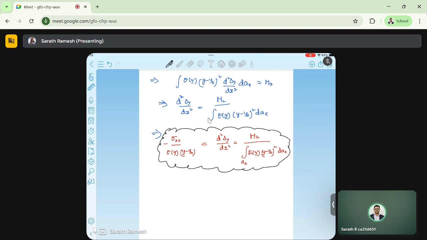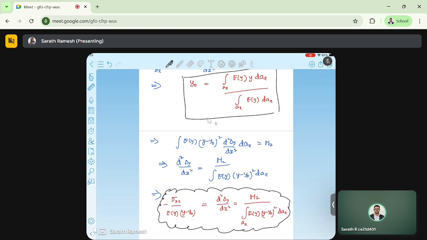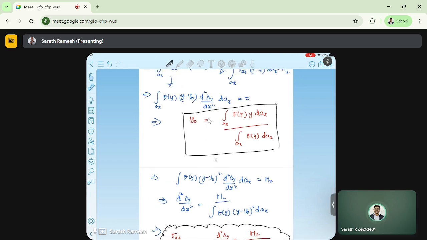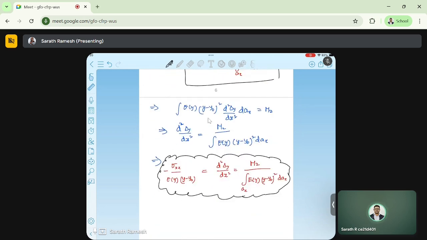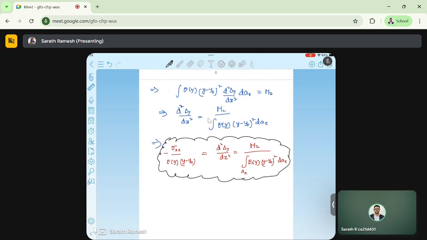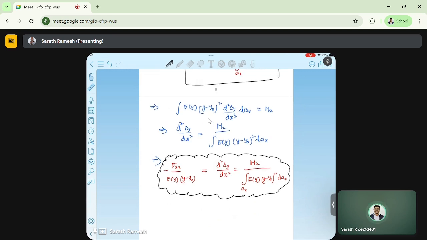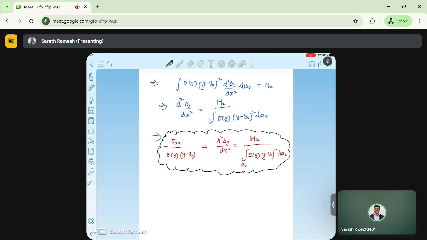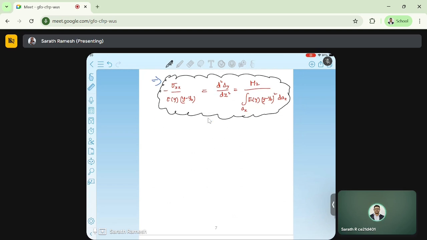Now in this, the two expressions, that is y naught and this integral of E of y into (y minus y naught) the whole square, these two are what we actually need to focus on a little. So maybe we'll solve using an example directly and see what happens. Okay, let me just take the problem. Yeah, I got it. So problem number two.